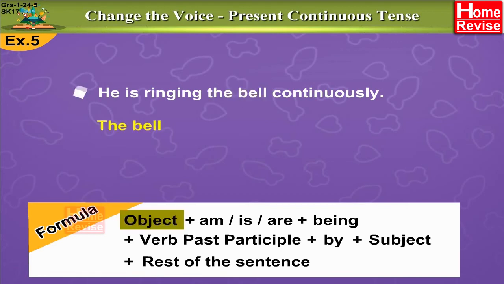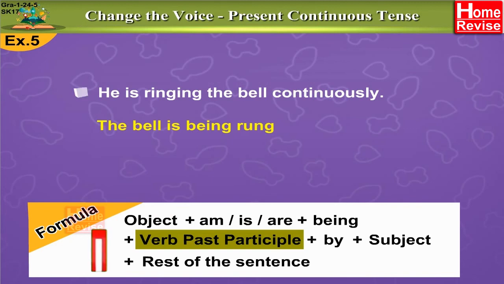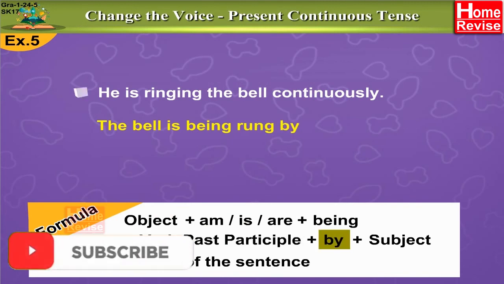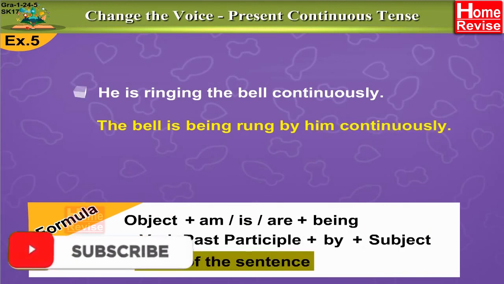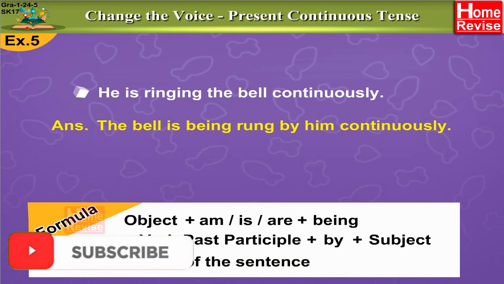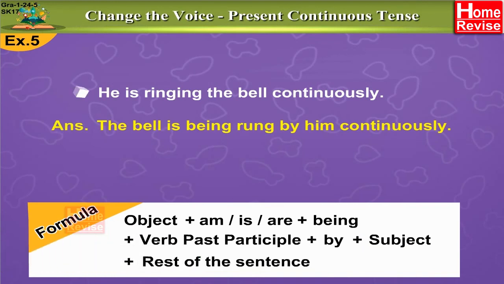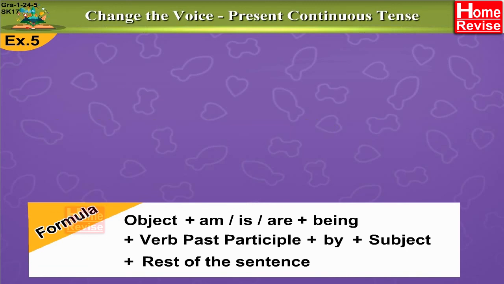Let's begin the sentence with the object followed by to be verb plus the past participle plus by plus the subject and then the rest of the sentence. So the answer is the bell is being rung by him continuously. I hope you enjoy converting active voice into passive voice of the sentences in the present continuous tense.